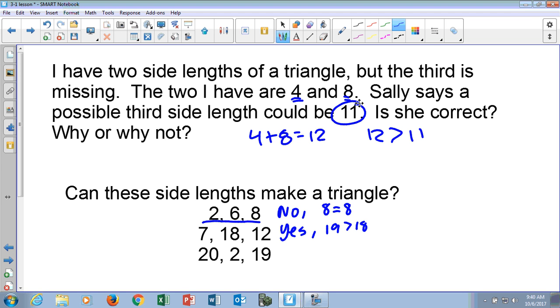22 and 19. Braden? Right. 21 is bigger than 20. All right, good. All right.